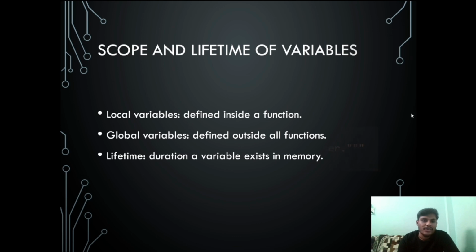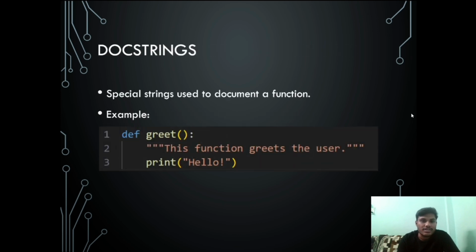Now, next we have docstrings. Docstrings are special strings used to document a function's purpose. They are placed just below the function definition. Example, def greet, this function greets the user. Use triple quotes for multi-line docstrings. This gives a description of the function, what the function's purpose is.